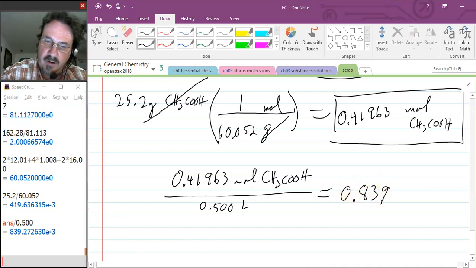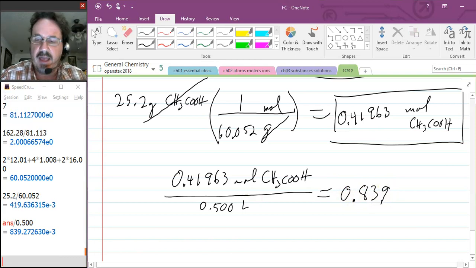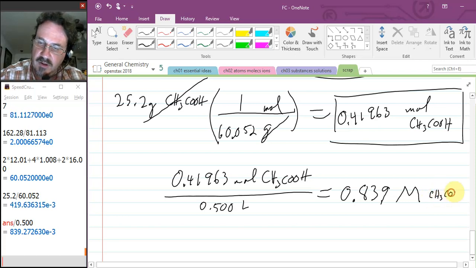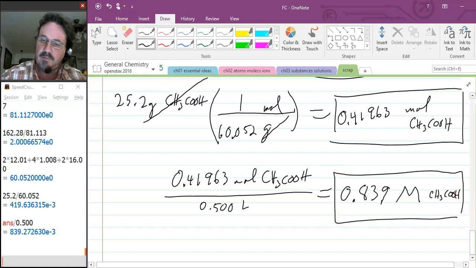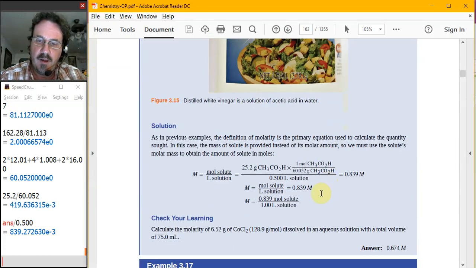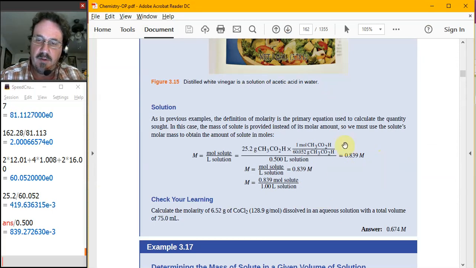0.839. Here I will round off to 3 significant figures because that's what I have in this problem. The unit is molarity. Moles per liter, right? Molarity. And molarity of what? Of acetic acid, so CH3COOH. There is my full final answer, 0.839 molar. And let's just see what the book came up with. Hey, don't you like it when it matches, 0.839 molar?